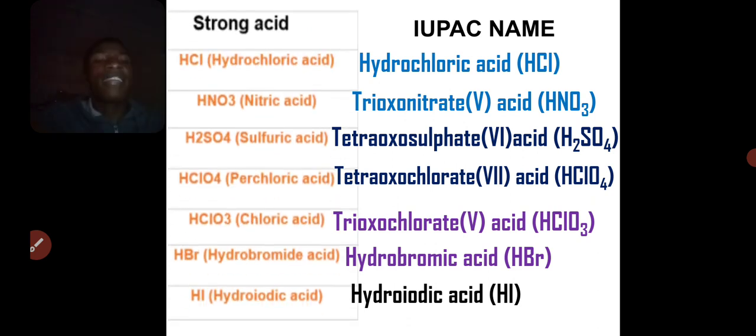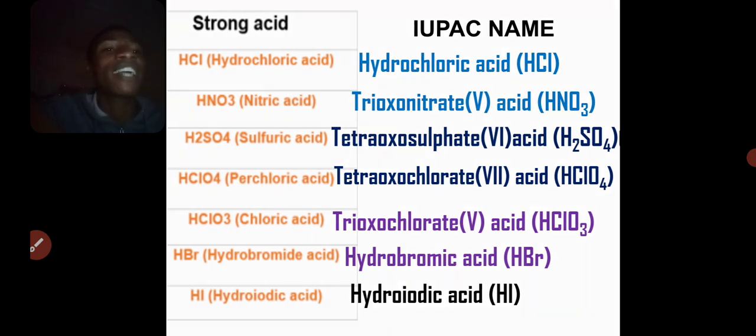Strong acids, I've listed them here. The ones you've seen there, you can check for yourself. HCl, HNO3, H2SO4, they are strong acids. Tetraoxochlorate 7 acid, strong acid. Trioxochlorate 5 acid, strong acid. Hydrobromic acid, strong acid. Hydroiodic acid, strong acid.